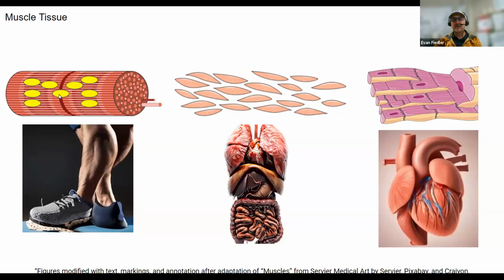These are representing nuclei, and notice how I put it in the shape of an M. It's multinucleated. It's also striated. You can clearly see the striated appearance, the thick and thin filaments. The thick is the myosin, the thin is the actin.